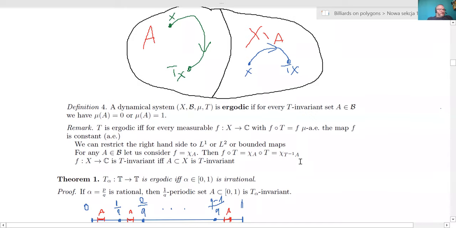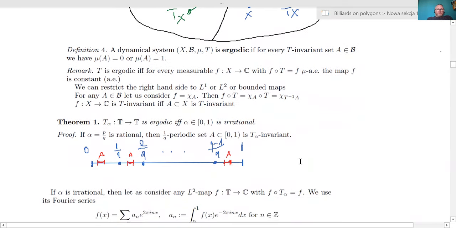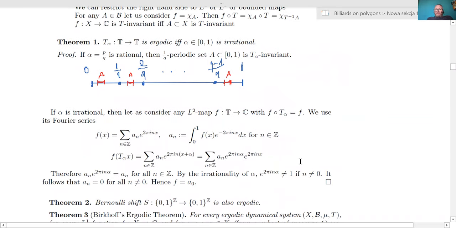Okay, what about ergodicity of our examples? Let's start from the rotation. The rotation T alpha is ergodic if and only if alpha is irrational. So let's start from the rational situation when alpha is of the form P over Q. Then it's easy to observe that any 1 over Q periodic set is invariant for the rotation. And using this observation, it's not too difficult to find a non-trivial invariant set, which is the union of a small interval and consecutive 1 over Q translates of this interval. You see this red set in this picture.